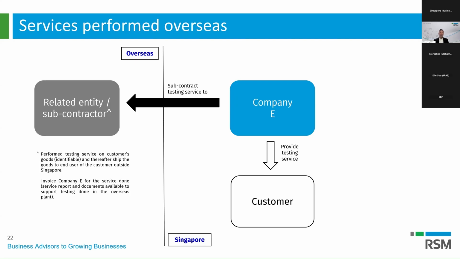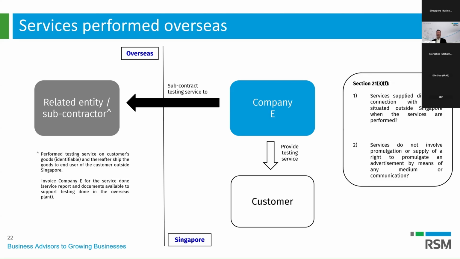And for the testing services, obviously there will be a service report and documentation to substantiate that the testing services are done on the customer's goods in that location. Thereafter, after performing the services, this is an arrangement where company E subcontracts that work out. Company E will bill the customer for the testing service. I believe most of us indicated no. Well, Albert changed his answer to yes.